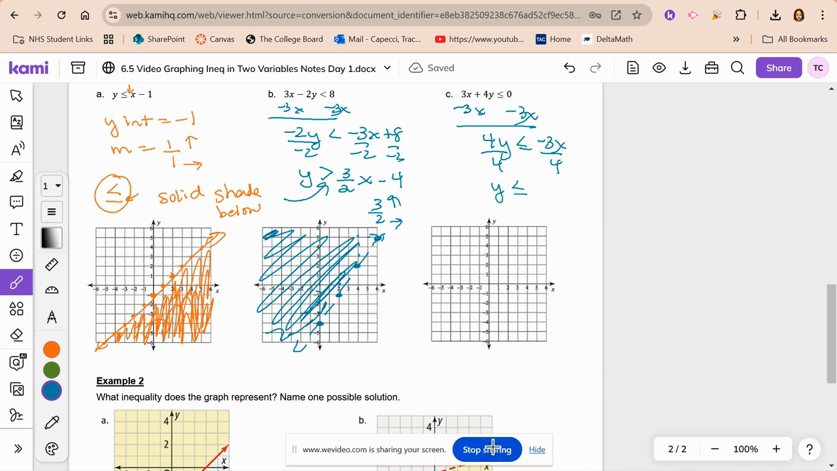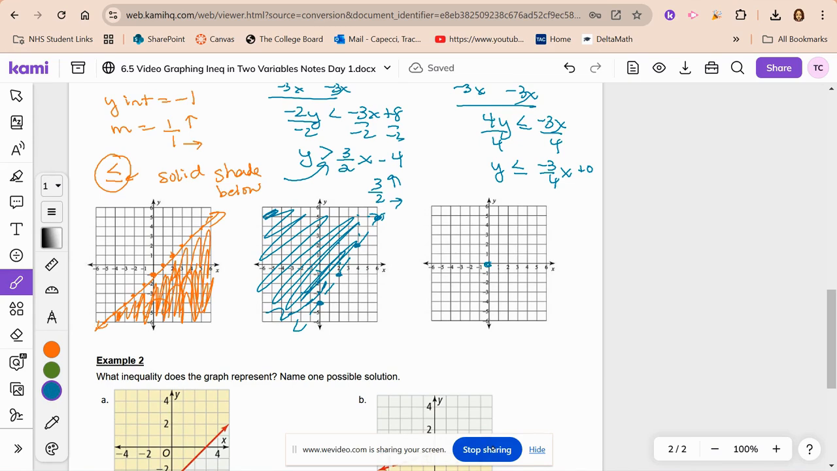So I have y is less than or equal to -3/4x. Now, my y-intercept there is really +0. We don't write that, but that's where our y-intercept is going to start. And our slope is -3/4, so we're going to go down 3 and 4 to the right. So I'm going to go down 1, 2, 3, to the right 1, 2, 3, 4. Same thing in the other direction, up 1, 2, 3, to the left 1, 2, 3, 4.